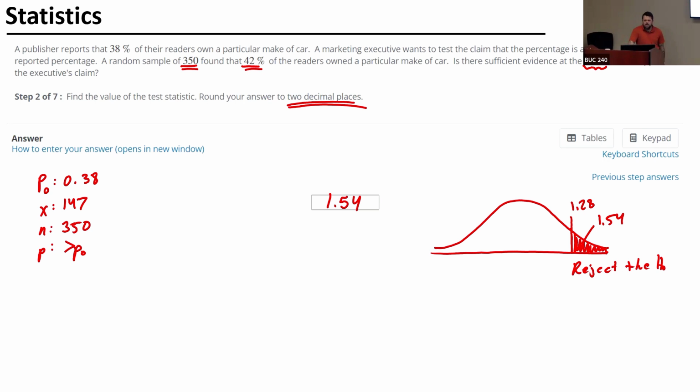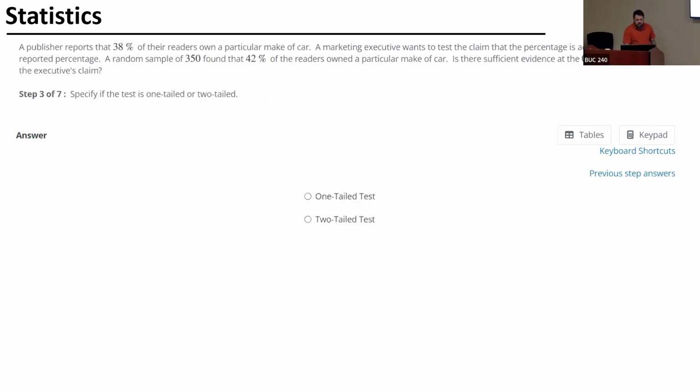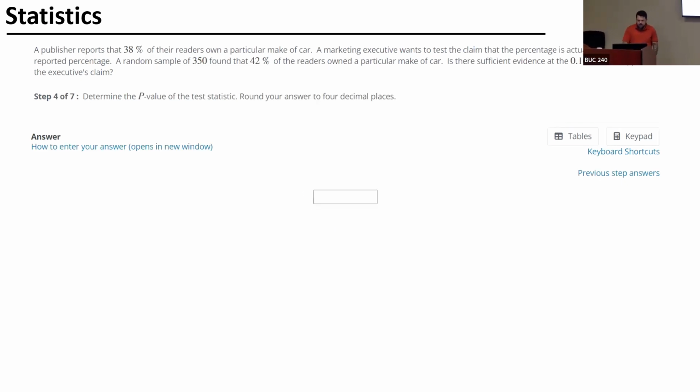Everybody good with that? Are you okay with doing that now? I mean, the drawing should be getting easier and easier. You can also hit draw, like I said, on your calculator. At least it'll give you an idea. And there you go, look at that. Easy question. Specify test, 1-tail test or 2-tail? 1-tail, exactly. So you can skip past that one pretty quick.